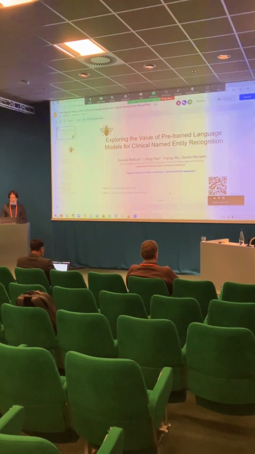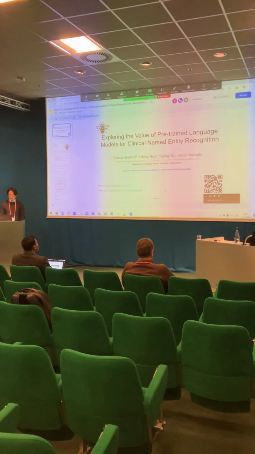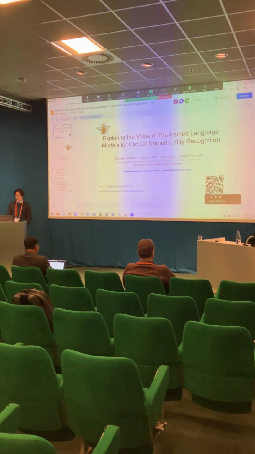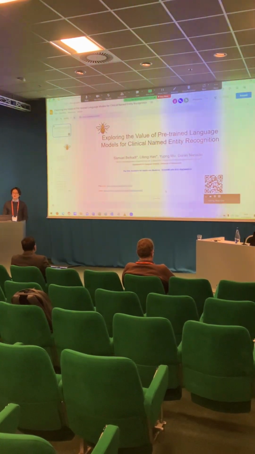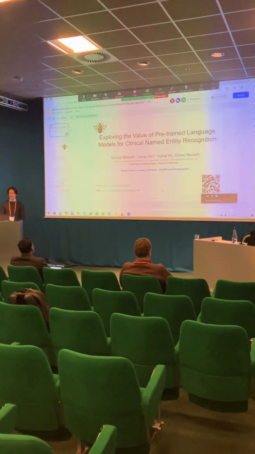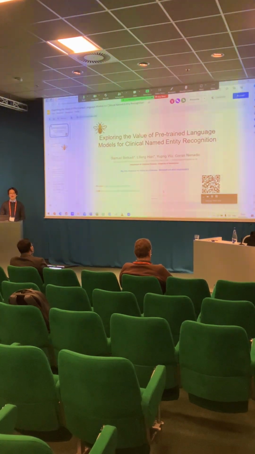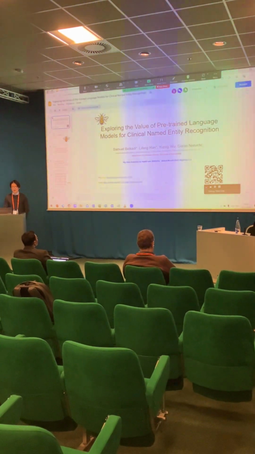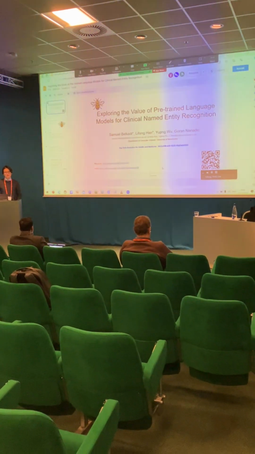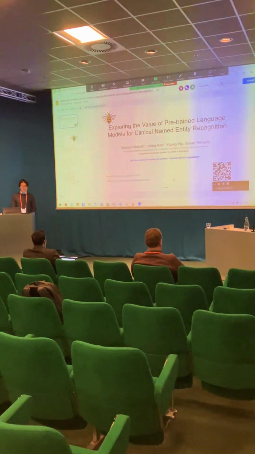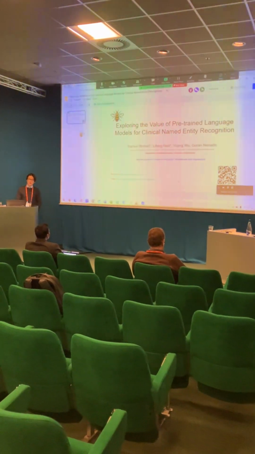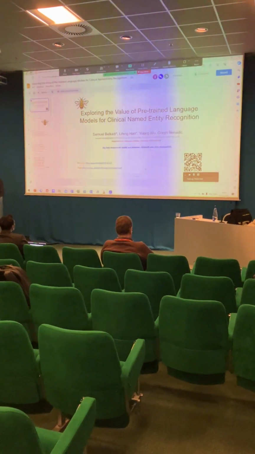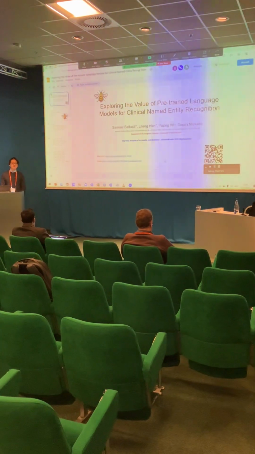So this work is exploring the value of pre-trained language models for clinical named entity recognition. We call it exploring value because it's very popular for people to fine-tune a pre-trained language model, either bigger or smaller, for their domain applications. And we wonder if this is the correct choice for everyone, especially when the pre-trained language model is getting bigger and bigger. You cannot host it on a normal GPU, not to say on your computers.